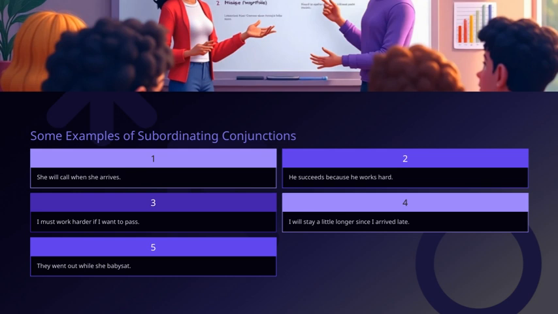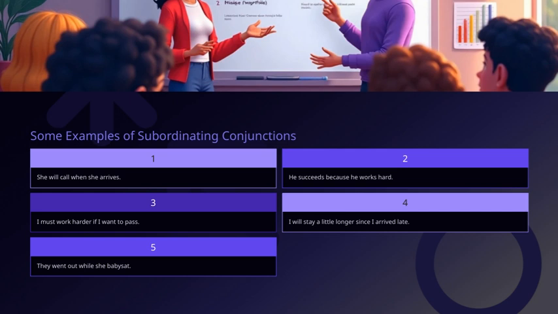Next, "He succeeds because he works hard." Here, "because" explains the reason for his success, linking the cause, working hard, to the result, succeeding. Moving on, "They went out while she babysat." In this case, "while" indicates that two actions happened at the same time; it shows that going out and babysitting overlapped.